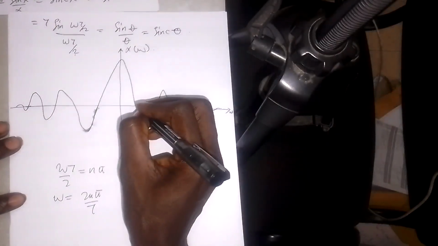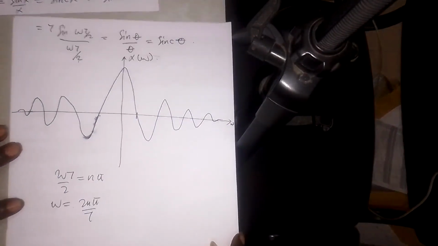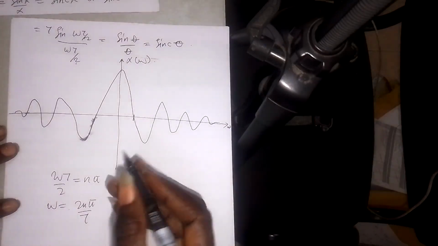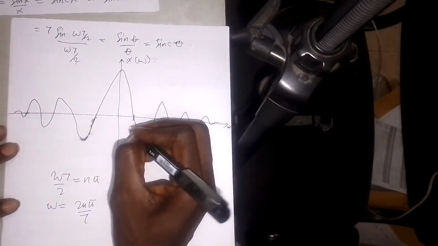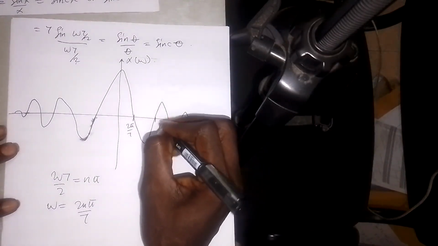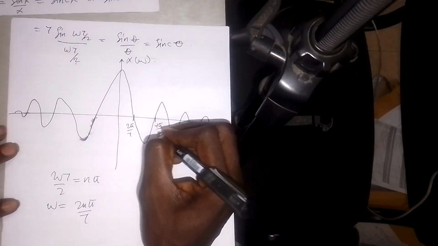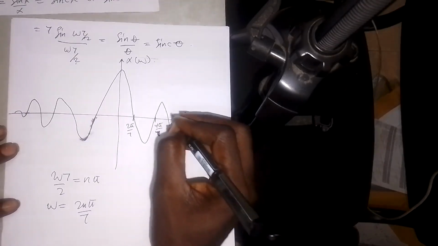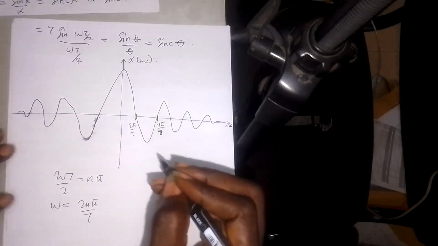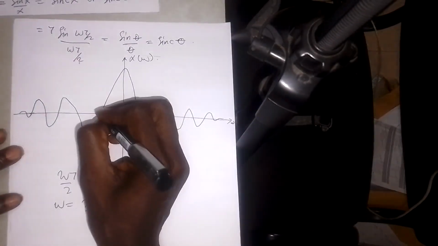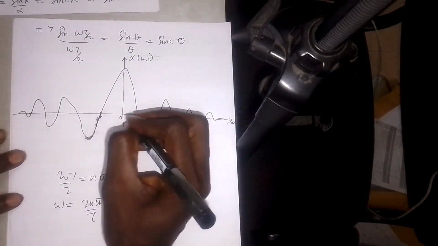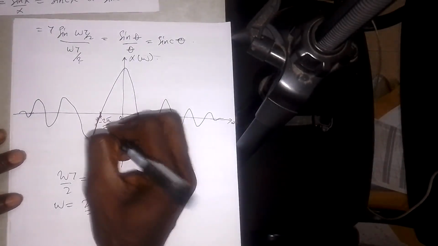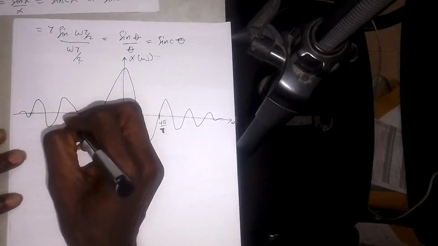That means this place, where n is 1, will be 2 pi on tau. Where n is 2, it will be 4 pi on tau. It goes on and on. This place is 0, and then this place is going to be minus 2 pi on tau, here minus 4 pi on tau. It goes on and on and on.